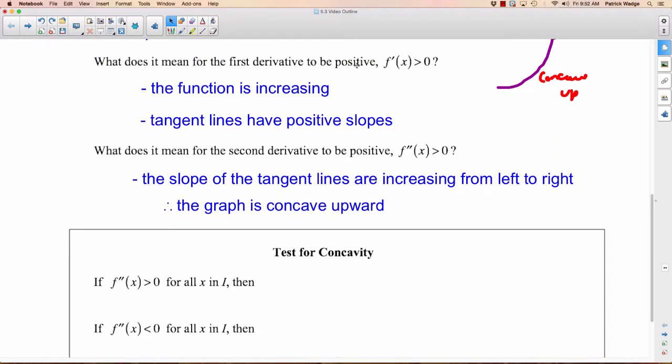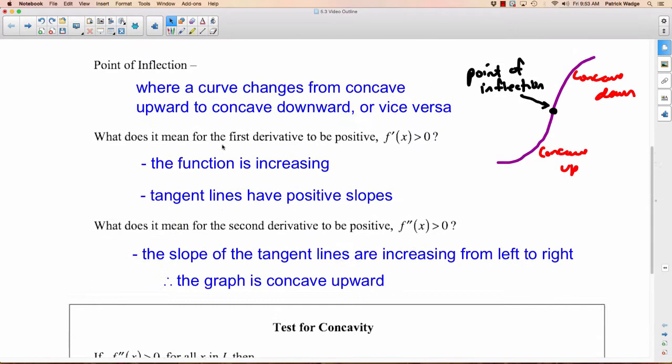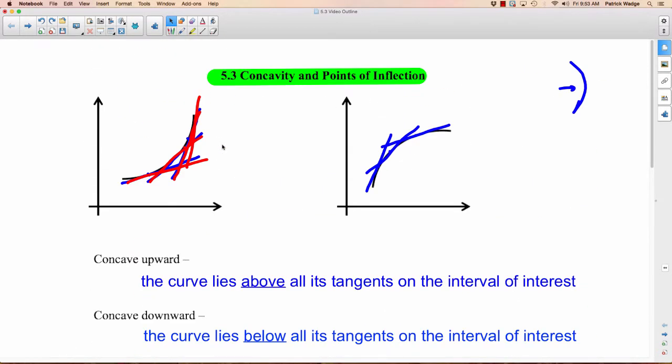Now, of course, we could do the exact same two questions again and ask, what if the first derivative is less than 0 and what if the second derivative is less than 0? I didn't bother doing that just for space, but I'll quickly run through it here. It would mean the function's decreasing, the tangent lines have negative slopes, and the slope of the tangent lines is decreasing. Right? If the second derivative is less than 0, the slope of the tangent lines is getting less and less and less. And that is this situation up here.